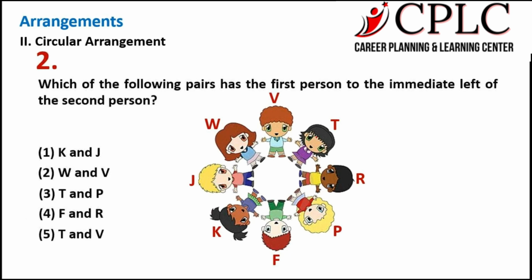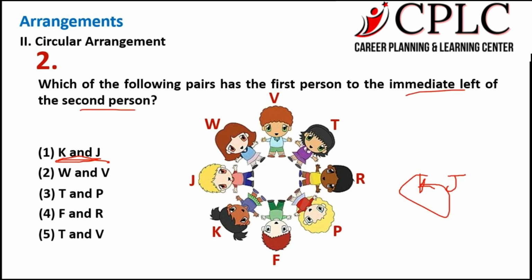Next question, which of the following pairs has the first person to the immediate left of the second person? Now this is slightly different question from a different understanding. So let me explain what that actually means. Let's go with the answer option, and let's assume that K and J is the correct answer. So first person is K, and should be on the immediate left of the second person, which is J.